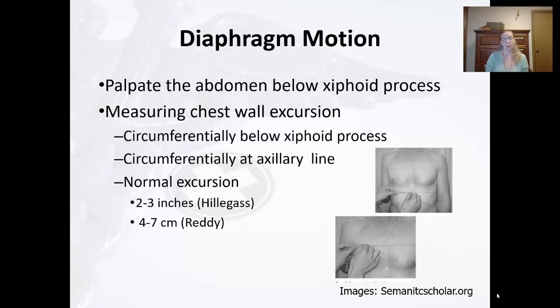The diaphragm can be palpated below the xiphoid process. So that's where you're going to put your tape measure, and you're going to go with the tape measure circumferentially around the patient. And then the other place is the axillary line. You put the tape measure on the sternum, go around the thorax at the axillary line, and then you're going to measure full inhalation, full exhalation, and the difference between those two measurements.